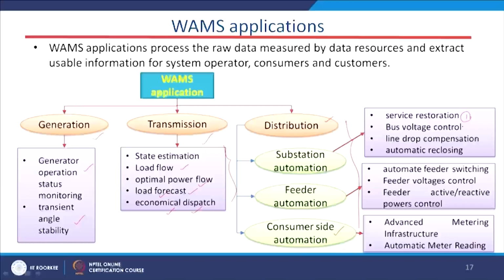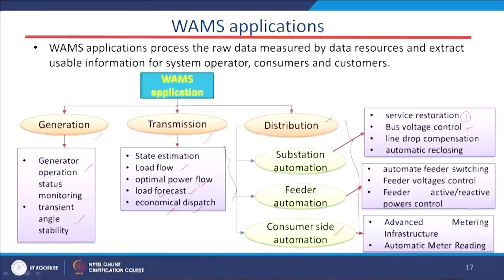The second one is bus voltage control. At certain buses we could see that the voltage profile is going down, or the voltage is going to collapse, due to the lack of reactive power compensation or reactive power supply. Those remedial controls we can act on using WAMS technology. That is how we can control the bus voltage and the line drop compensation.